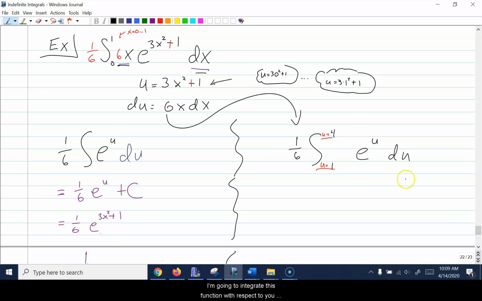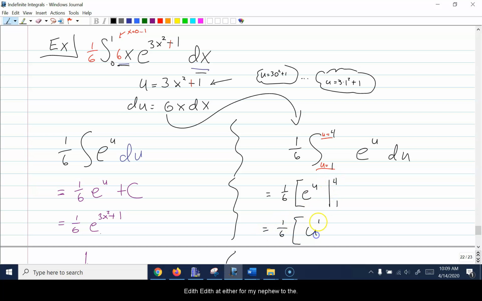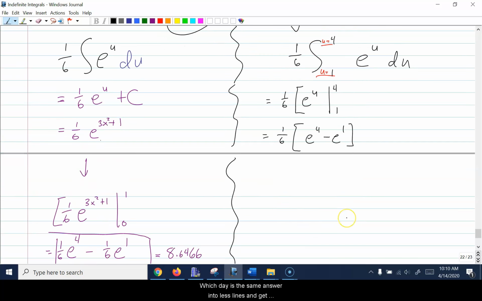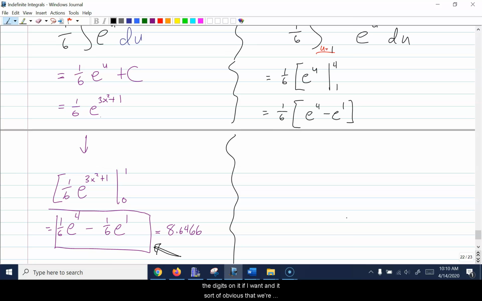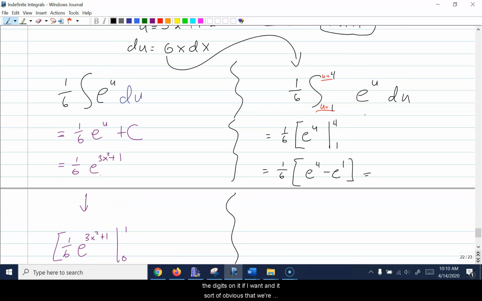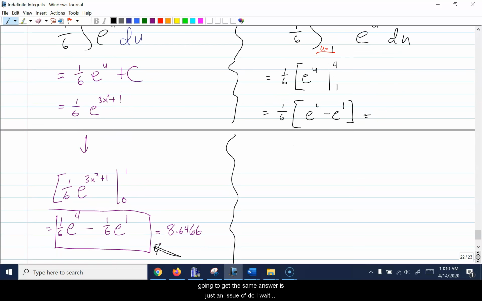I'm going to integrate this function with respect to u and never have to go back to the x's. What's the integral of e to the u? It's e to the u. I still need to evaluate that from 1 to 4. I get 1/6 e to the 4 minus e to the 1. Which, hey, is the same answer in 2 less lines. I can get the digits on it if I want. And it's sort of obvious that we're going to get the same answer.